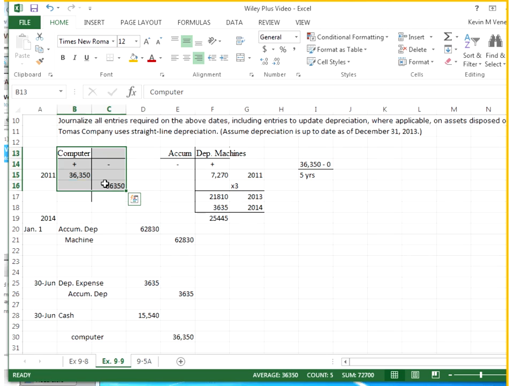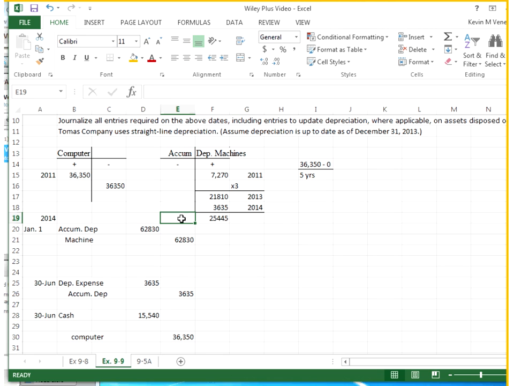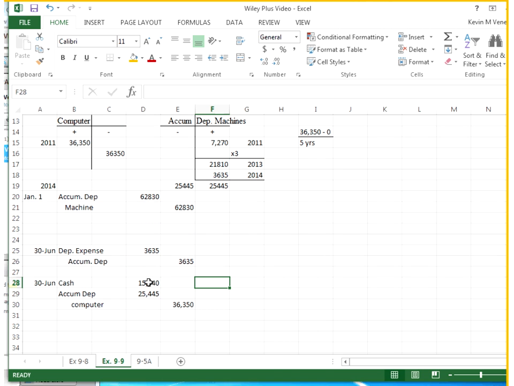And I also, whenever I get rid of an asset, a long-term asset, I also have to get rid of its accumulated depreciation part. So I need to come over here, and so I don't run into the other numbers, I'll put it right above here. I need to debit my accumulated depreciation total of $25,445. Now, my debits right now equal $40,985. My credits equal $36,350. They don't balance yet.